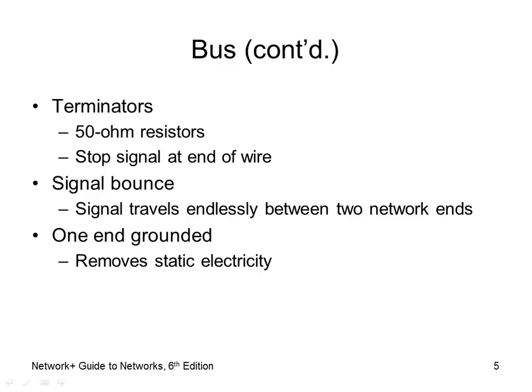On a bus network, you had to have terminators at the end of the wire. And a terminator was a 50 ohm resistor that you put on the end of the wire. And what that would do is it would end the signal. It would keep it from bouncing back on the cable.